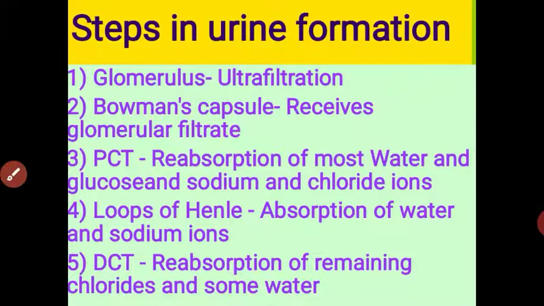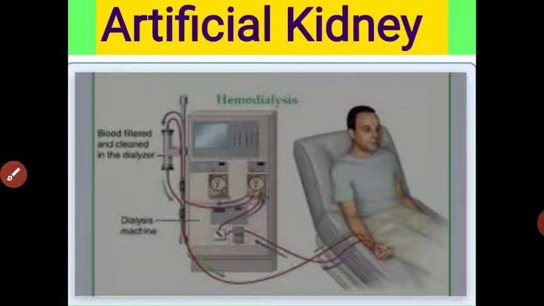Got it, student? Now let us see the new topic, artificial kidney. Artificial kidney means the dialysis machine. As you know, student, we have a pair of kidneys. If one kidney is damaged, the other kidney can perform the purification of blood. That means one kidney is sufficient for excretion. But in some cases both kidneys fail, and the person can die.